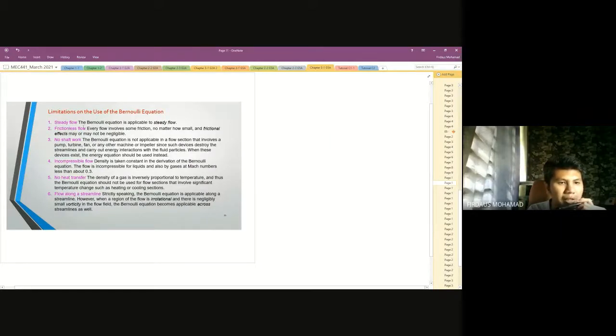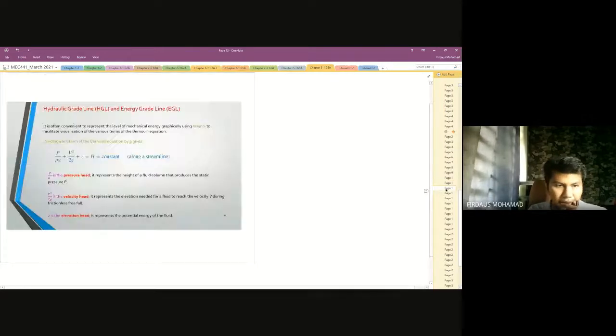Limitations on the use of Bernoulli equation, which I explained earlier: steady flow, frictionless, no shaft work. This means the original Bernoulli equation cannot have any mechanical device, for example compressor, turbine, pump. But if we want to add a turbine, compressor, or pump, we have to add on to the Bernoulli equation. We still use the Bernoulli equation, but we have to add on the power or the pressure from the pump itself. Okay, so this is for the limitations of the Bernoulli equation.